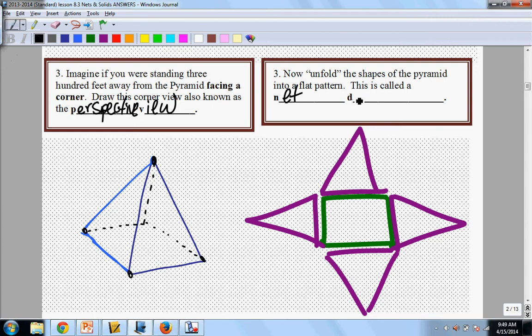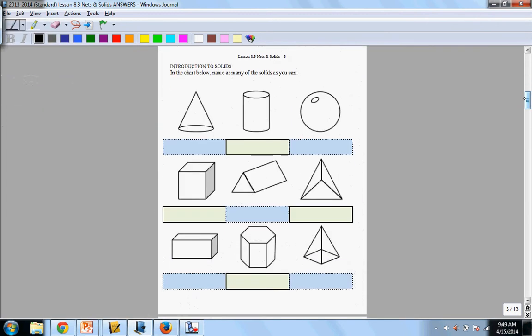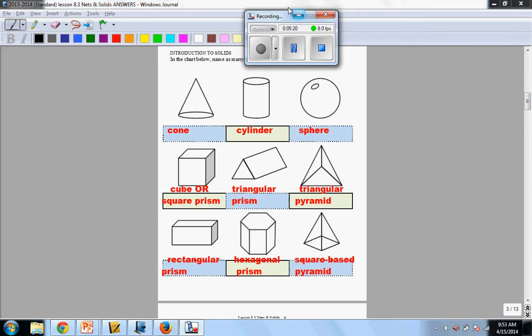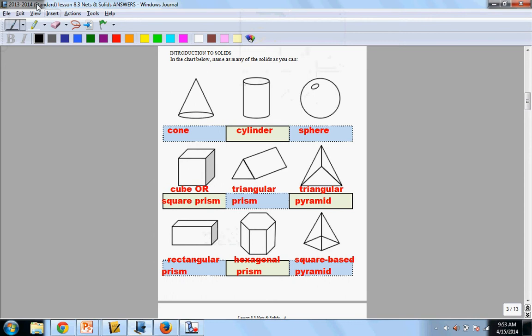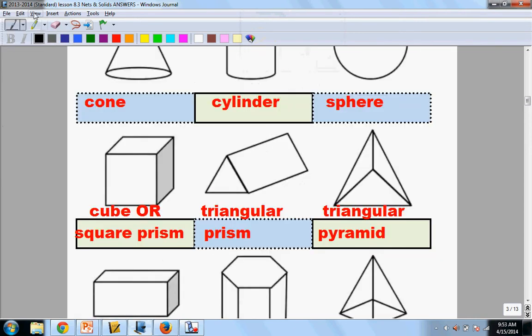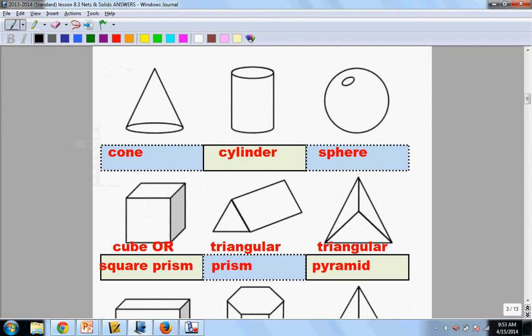Turn the page. The net diagram. Okay, Andres, lights please. It is a square-based pyramid versus a triangular-based pyramid versus a hexagonal-based pyramid. Nope, because that right there is a triangle, isn't it? And it's a pyramid. So, yes.